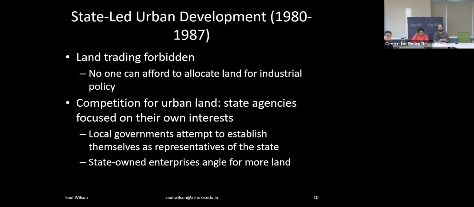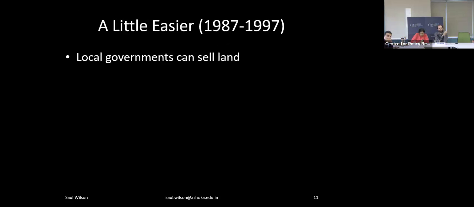Local governments try and find ways to build and then sell the final product, sell housing or the like to state-owned enterprises, but state-owned enterprises also try and find ways to get more land themselves. Next slide. Things really begin to change in 1987 and 1988.